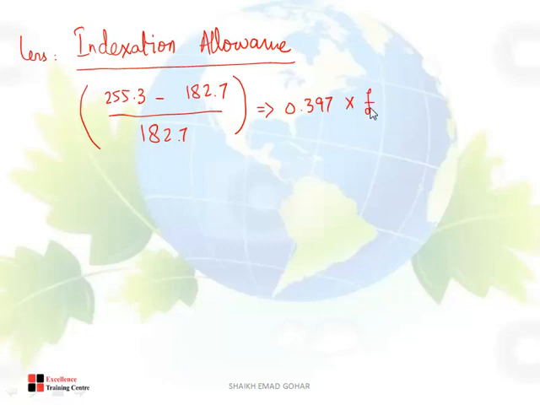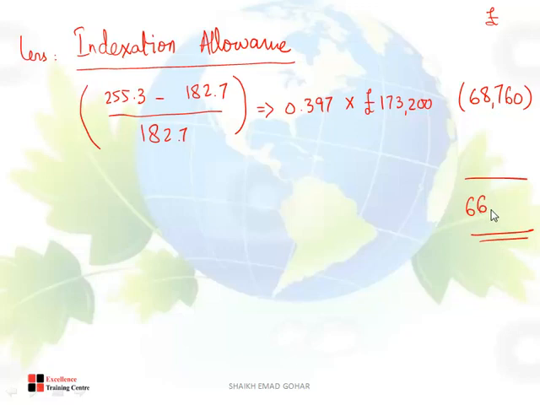What is cost? Now cost, you need to add both of them, because both are costs. So how much total cost? 173,200 is the cost. How much? 68,76. This is indexation allowance. So what is chargeable gain? Chargeable gain, this is the answer.